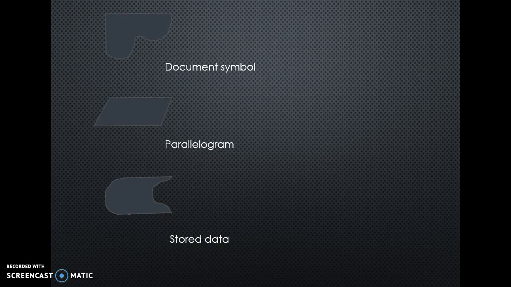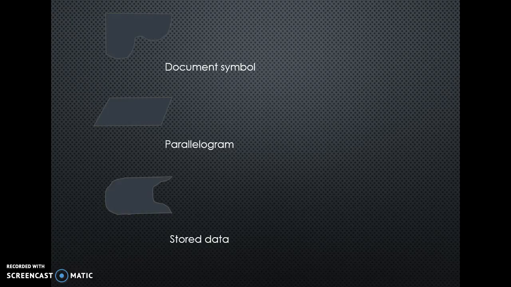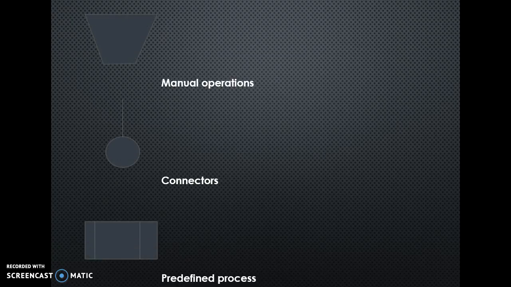The next symbol is the document symbol, and another one is the parallelogram, and the last one is the symbol which represents stored data. The other symbol is a reverse trapezium, wherein some manual operations are required. That is, it indicates that some manual operation or human intervention is needed. For example, a system may require some input password during this particular process.